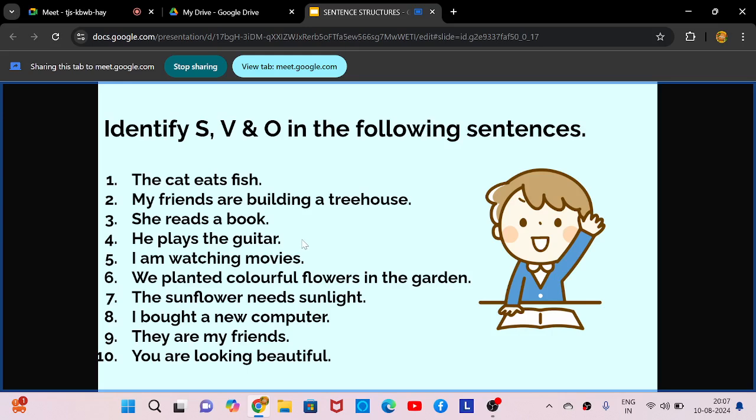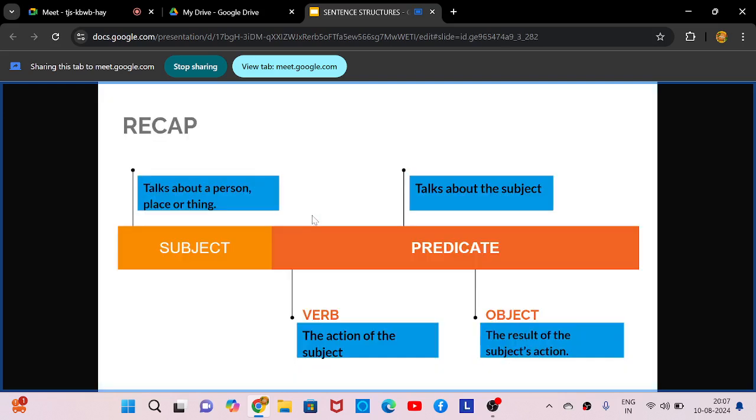You will have these questions for 1 mark in some competitive exams and all. Not in higher levels, but maybe in your school level exams. So this is the recap of what we studied. A sentence is divided into two parts, namely the subject and the predicate. Subject talks about a person, place or thing, and the predicate talks about the subject. Verb is the action of the subject and object is the result of the subject's action.